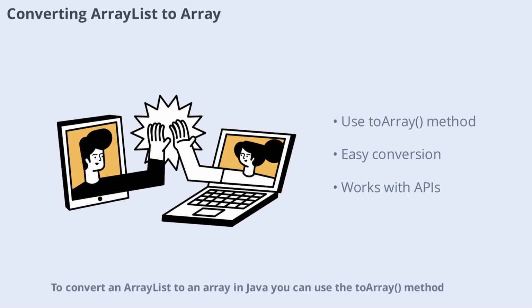To convert an ArrayList to an array in Java, you can use the toArray method. For example, listObject.toArray(new String[listObject.size()]) returns an array containing all the elements of the ArrayList. This is useful when you need to work with APIs that require arrays instead of lists.